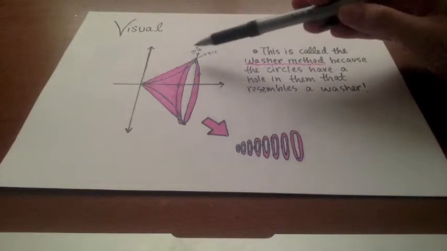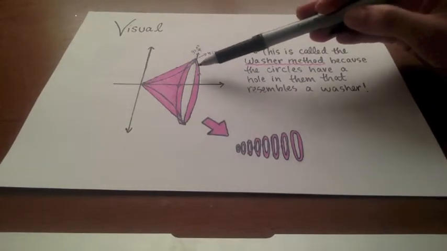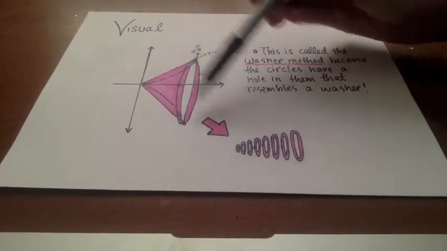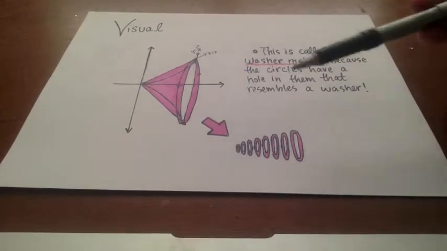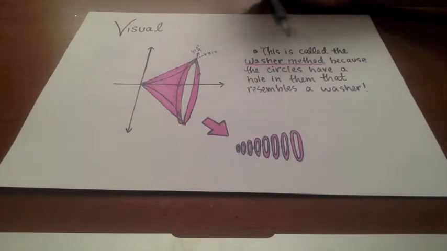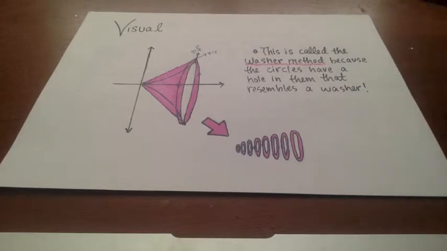As you can see, when you rotate it, it has a big hole in the middle of it, which accounts for a lot of volume lost. So when you divide it out, it looks like a lot of little washers. And this is called the washer method because the circles have holes in them that resemble a washer.